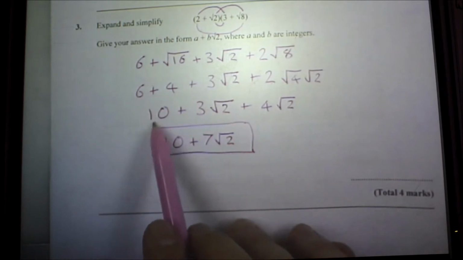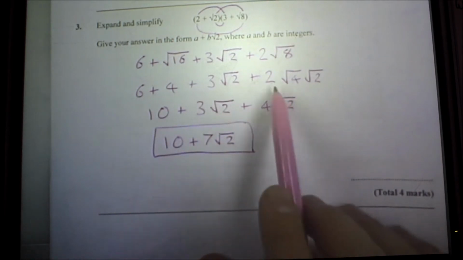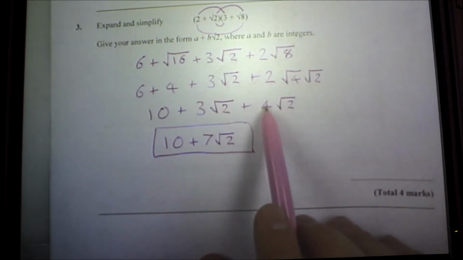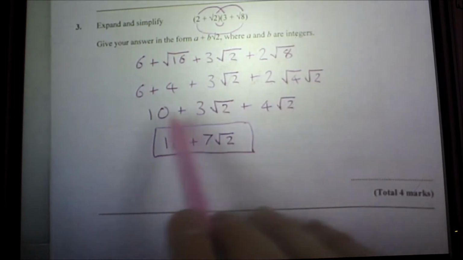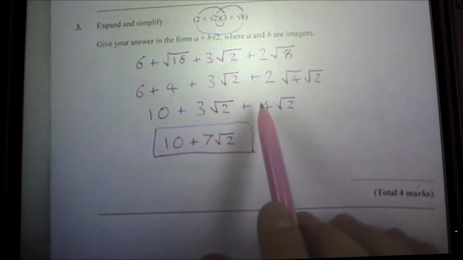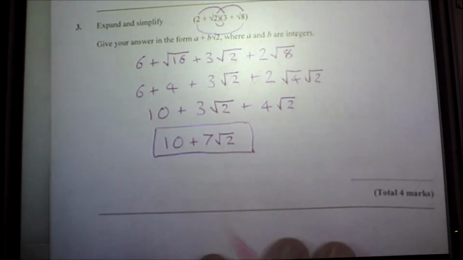6 add 4 is 10, that stays the same. Root 4 is 2, so 2 times 2 is 4, so it's 4 root 2. Then you've got 10, add, now here you've got 3 root 2s, here you've got 4 root 2s, so that's 7 root 2. So 10 add 7 root 2.